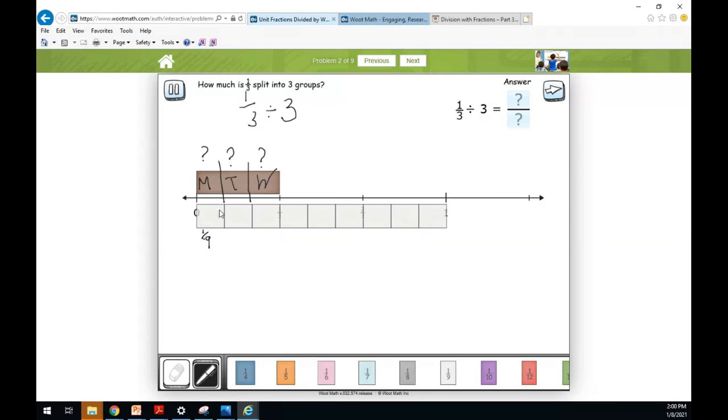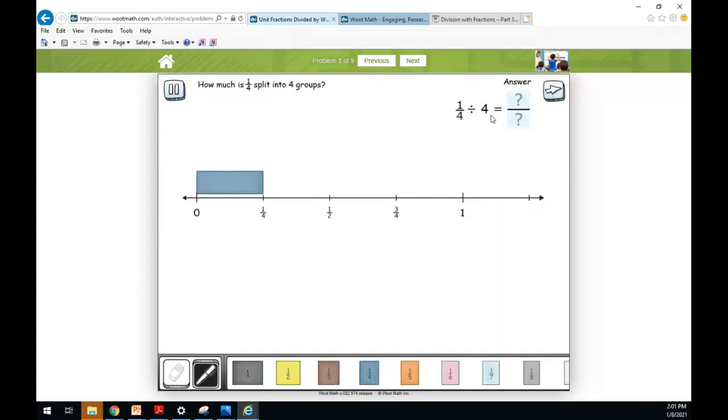But on Monday, I'm not going to have 3/9 of soup. On Monday, I'm going to have 1/9 of soup. And on Tuesday, I'm going to have 1/9 of soup. And on Wednesday, I'm going to have 1/9 of soup. Okay? So each day, I'm going to have 1/9. So I'm going to put in here 1/9.